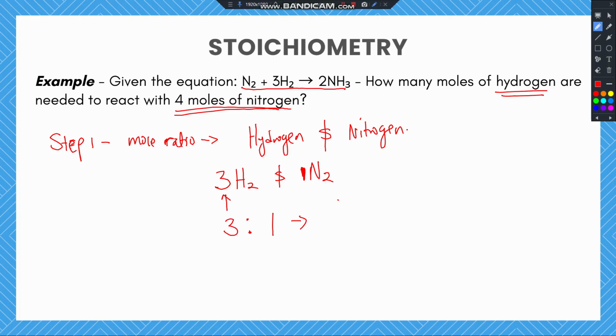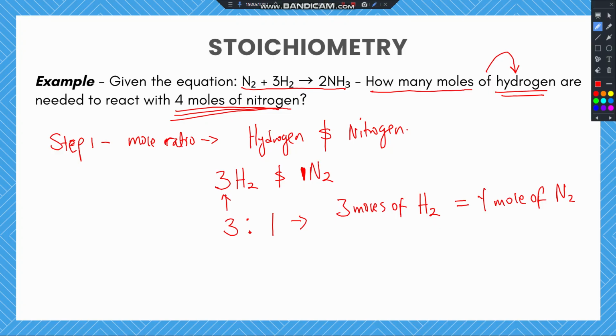It means 3 moles of hydrogen, H2, reacts with 1 mole of nitrogen, N2. That's what the mole ratio simply means. Now the question says how many moles of hydrogen are needed to react with 4 moles of nitrogen. So step number two, how do we apply the mole ratio?